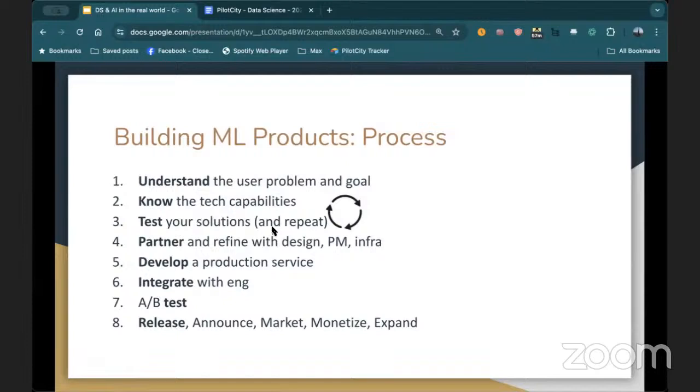I think that when we talk about ML in school, you really just learn about the technology side, which is the building, but there's so much of these other sides of building ML products that comes into play.